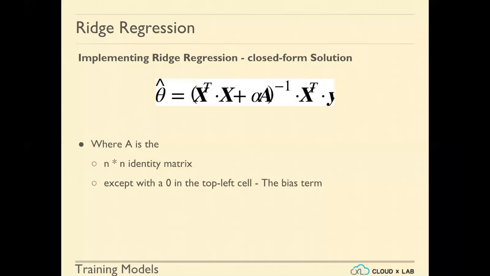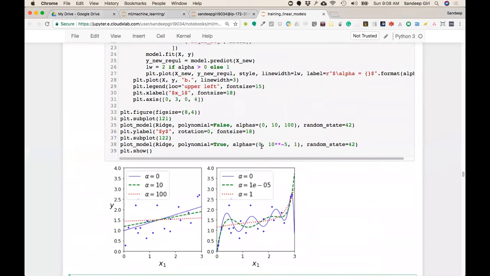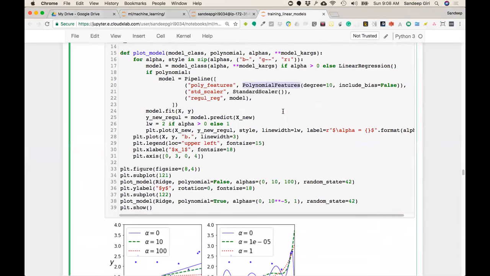A question from Gopi: why did we make include bias as false in our polynomial features? Because the bias term was already there, so we did not need the bias term. Probably that's one of the reasons why we have used include bias as false.